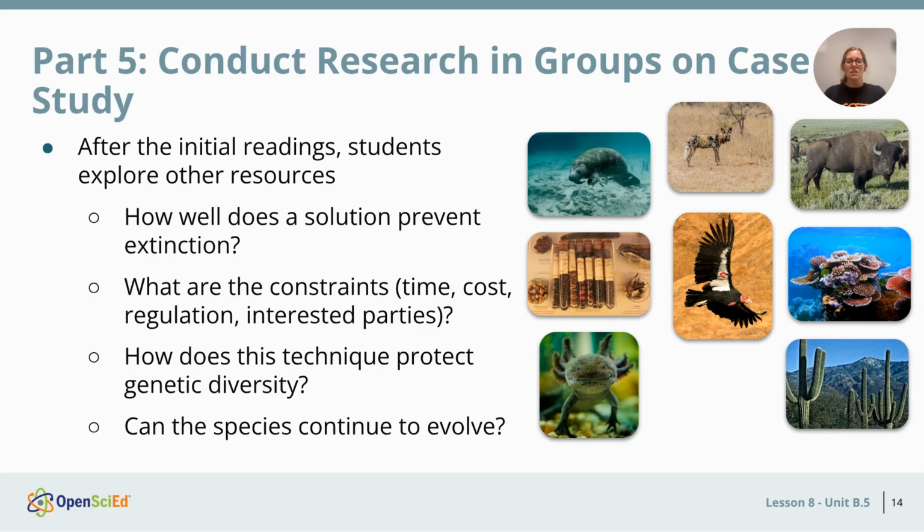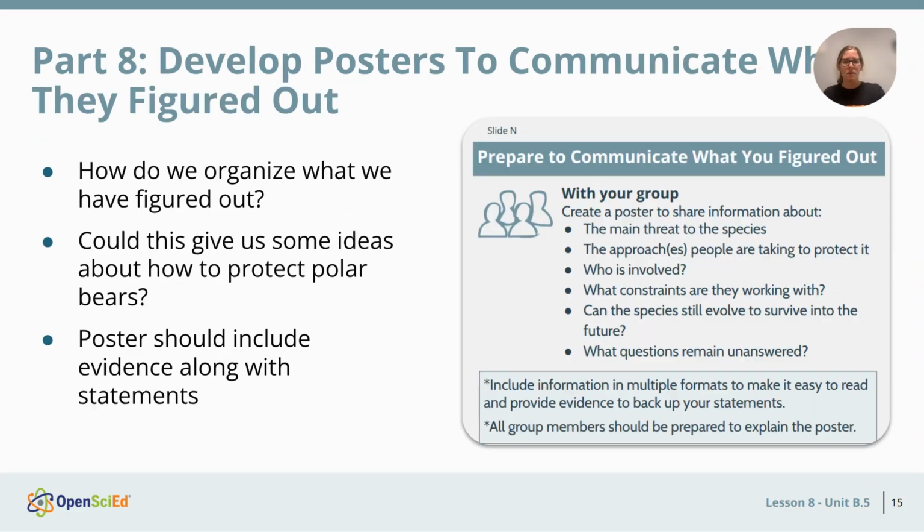And how does this technique protect genetic diversity? We can't just put a bunch of animals in a zoo and expect them to continue, because over time there's going to be a decrease in that genetic diversity. And as we've learned, you need genetic diversity in order for a species to thrive. And can the species continue to evolve on its own?